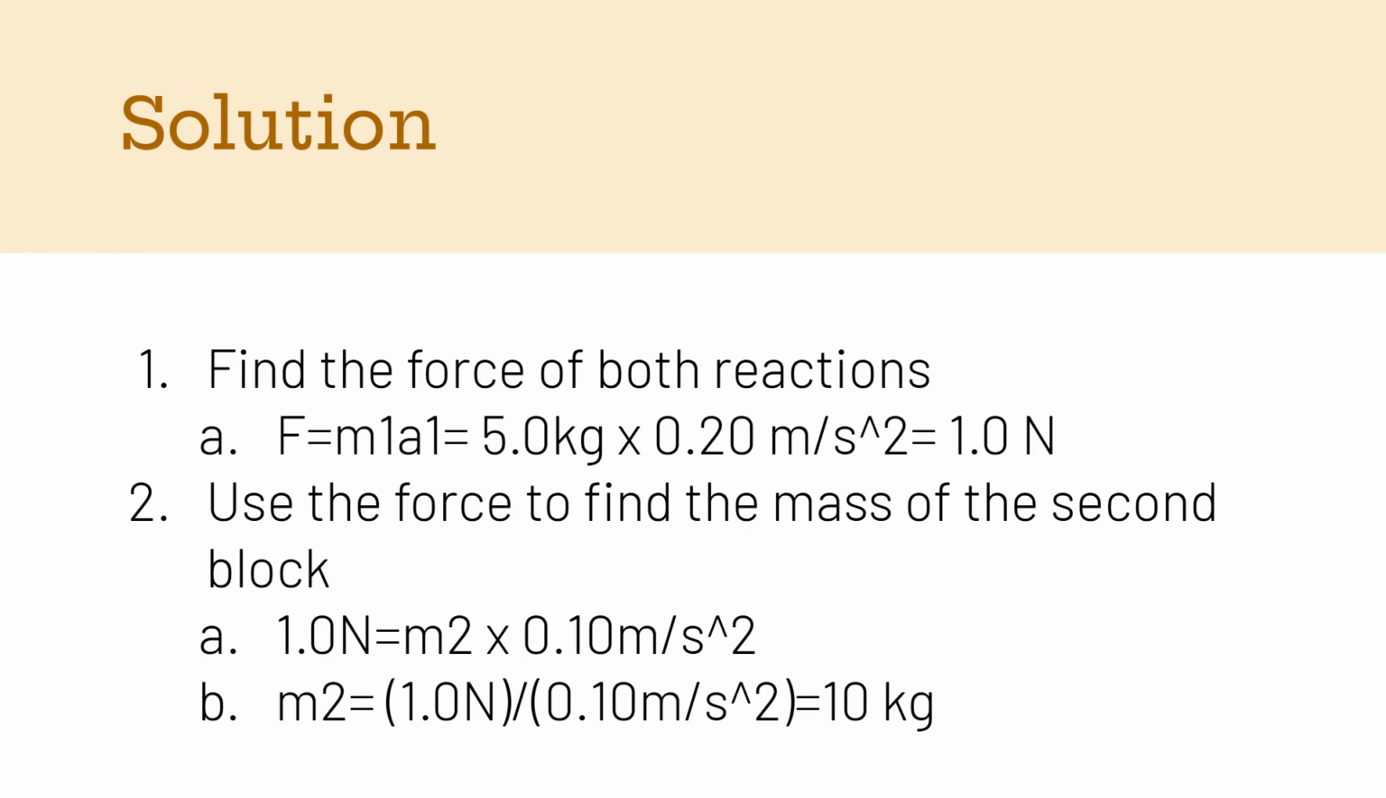So then I just switched up that equation, moving the acceleration to the other side with the 1 newton and leaving the mass on the other side so that it would be easier to solve for the mass. So that is 1 newton divided by 0.10 meters per second squared, and that comes out to 10 kilograms. So the mass of our second block is 10 kilograms.